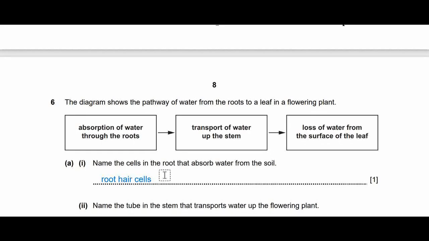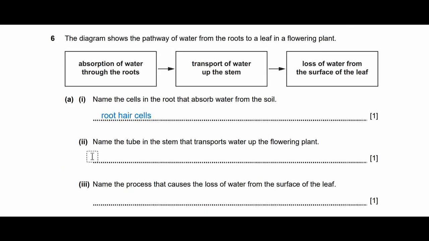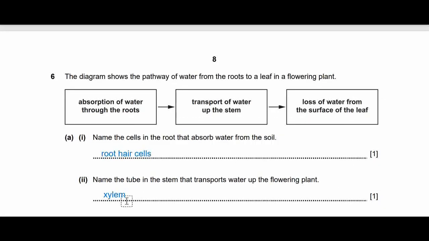Let's move on to 6A part 2. Name the tube in the stem that transports water up the flowering stem. 10 seconds from now. Let's open up the answer. The answer is xylem, the tube in the stem.